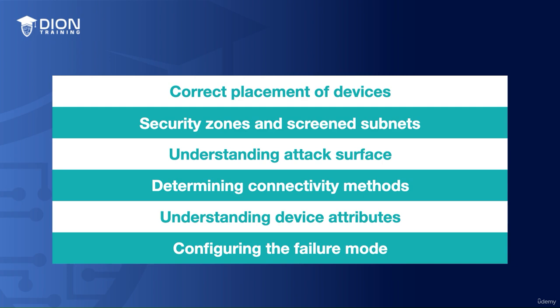These infrastructure considerations and decisions include things like the correct placement of your devices in the architecture, the use of security zones and screen subnets, understanding your attack surface, determining your connectivity methods, understanding your device attributes, and configuring the failure mode to utilize when things go wrong.